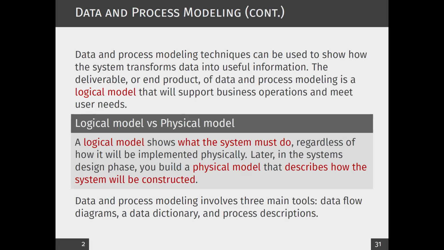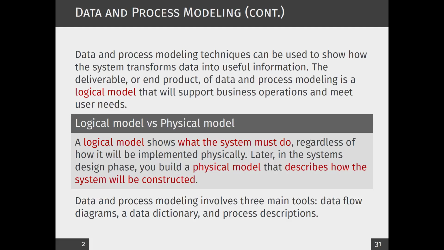Okay, to start with, we'll first try to understand what happens in data and process modeling. As the name says, we are going to represent data and the processes. Simply, we know that within the information system, we transform our data into useful information. So data and process modeling will create what we call a logical model, which supports our business operations. Right. So I hope you remember the idea of these logical and physical models.